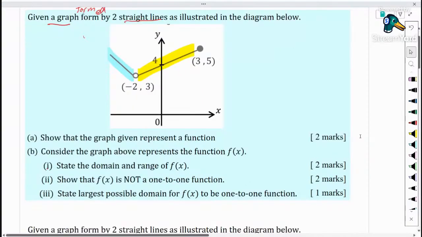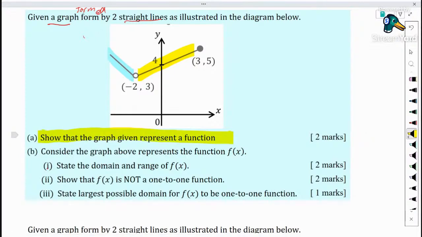A, show that the graph represents a function. So these questions here are actually trying to tell you that somehow the final answer is a function. This graph is a function, but why, how, you need to show it. You show it by proving. You need to prove it.